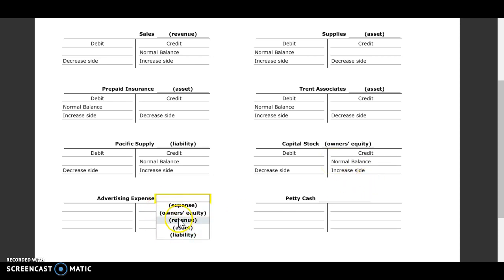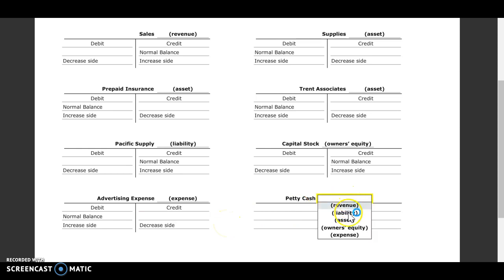Advertising expense is easy. It's an expense. Debit on the left, credit on the right. Now, expense accounts are on the right side of the equation. However, they decrease our owner's equity. So when it decreases owner's equity, we're going to flip the increase and decrease side. So in this case, it's going to increase on the left and decrease on the right. Increase side is the debit side. That's also going to be a normal balance side.